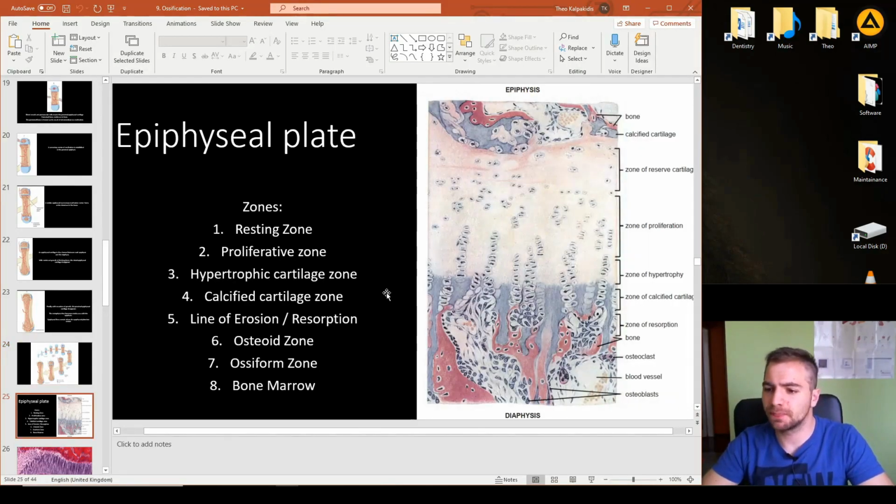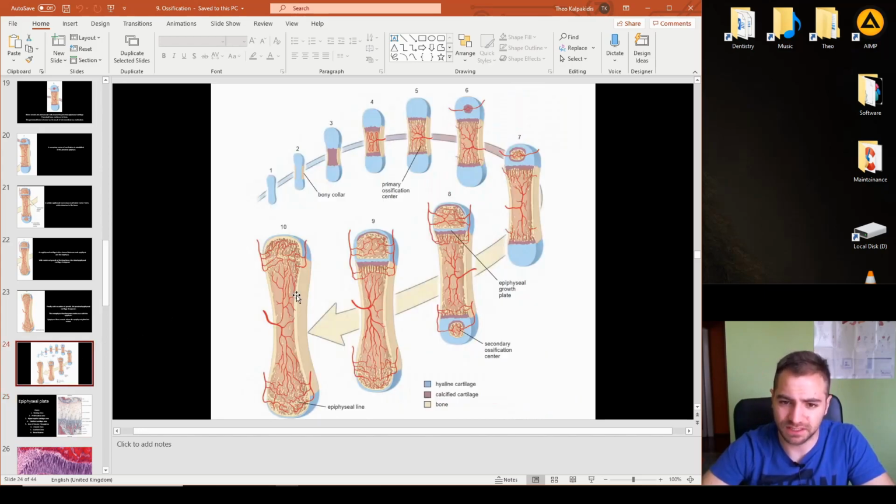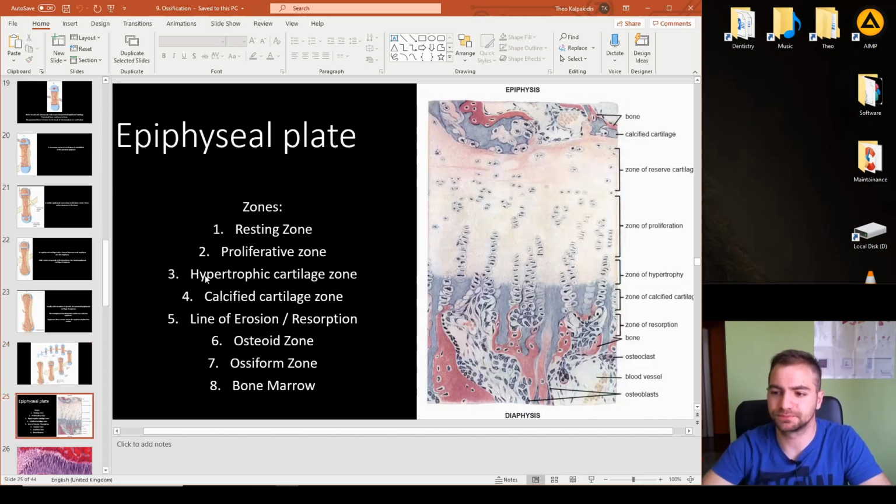For this reason, histologists have studied the epiphyseal plate. The epiphyseal plate is a plate found between the epiphysis, the metaepiphysis and the diaphysis. So this border right here, this small space, is responsible for the length, maturation and elongation of the bone. So let's zoom in on this structure.